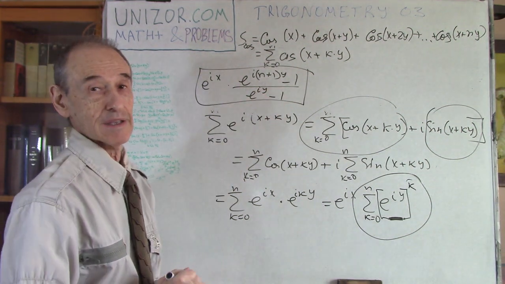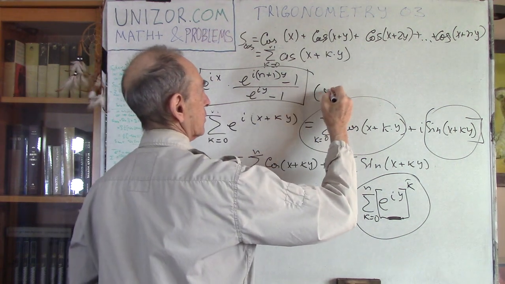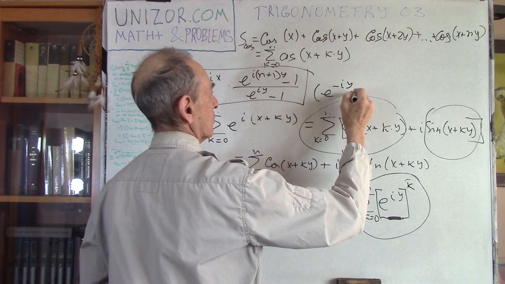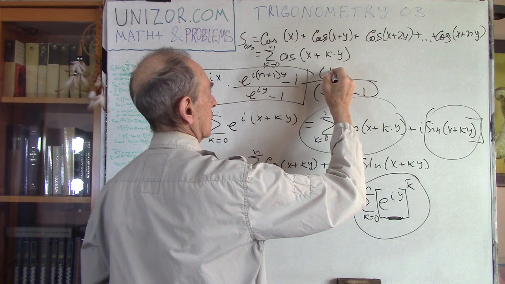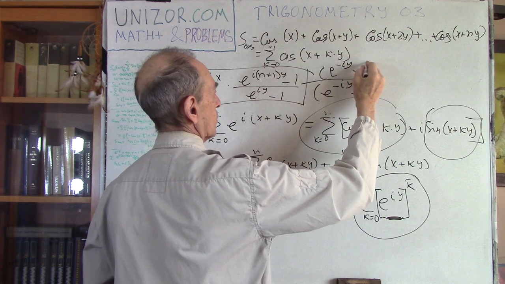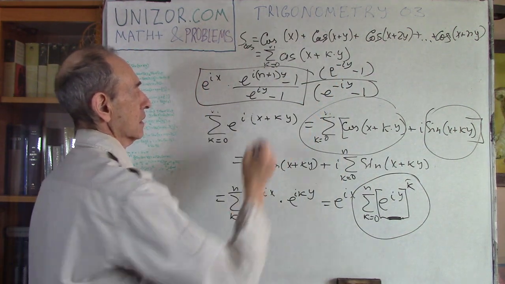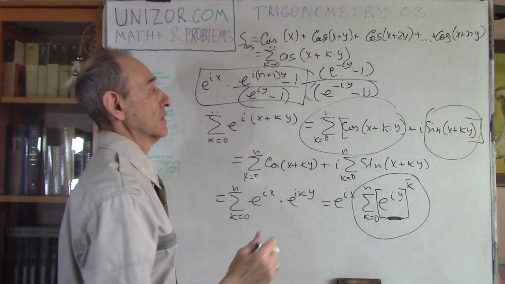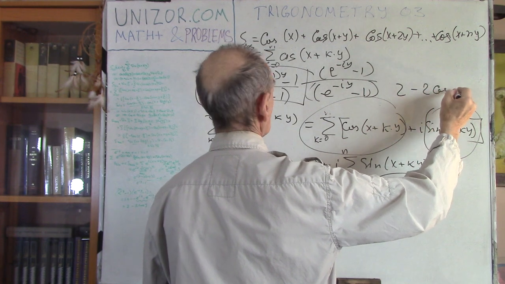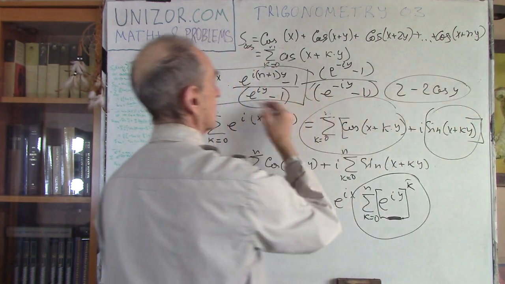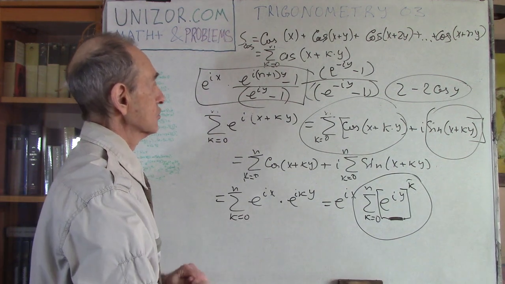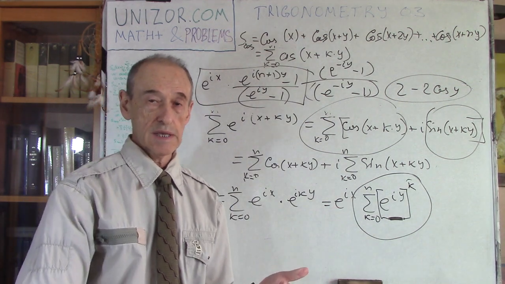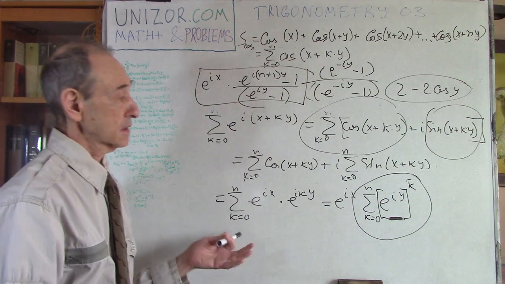But the most important part is probably to get rid of the i in the denominator, and for this I just multiply both numerator and denominator by e to the power of minus iy minus 1. And if you multiply the denominator by this, you will have only a real number, namely 2 minus 2 cosine of y. That will be in the denominator. And in the numerator, you will just have to multiply and convert it into cosine and sine using Euler's formula, and it will eventually give you the answer.